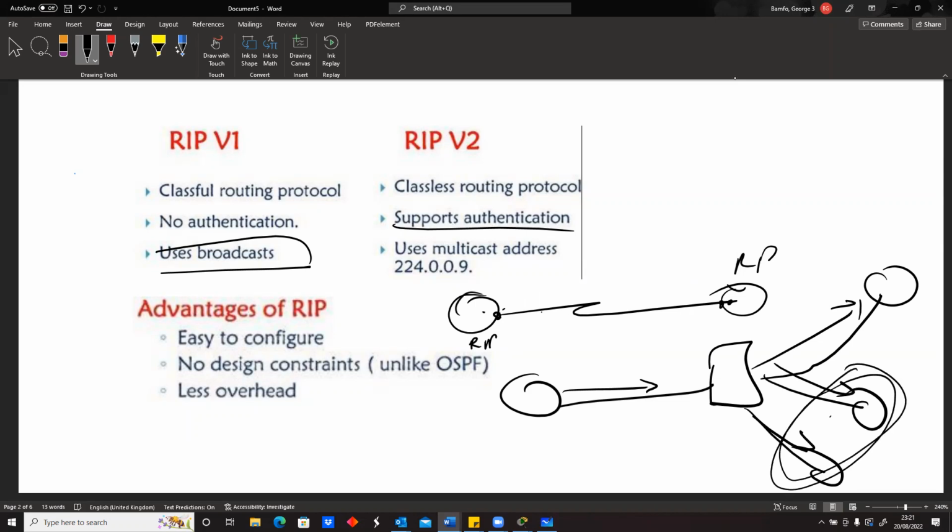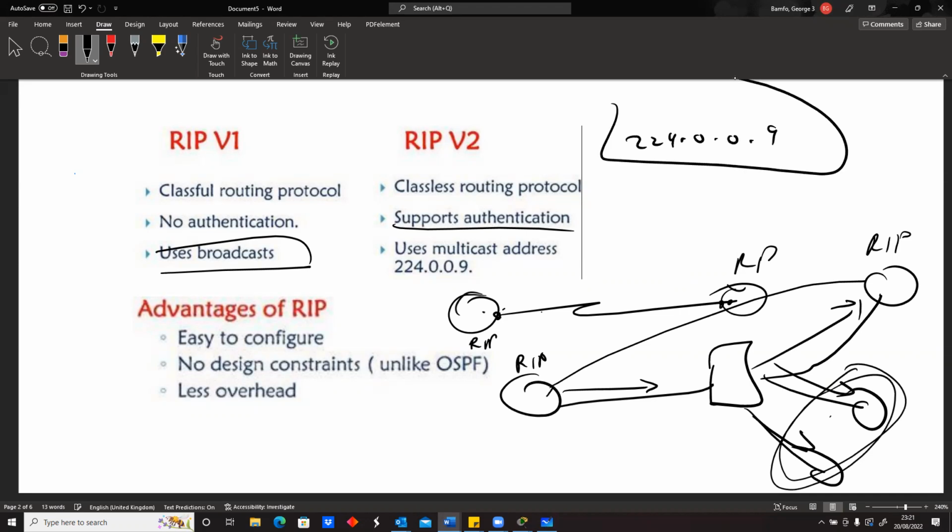RIP version 2 is saying that if this guy is configured with RIP and this guy is configured with RIP, they join a particular multicast group, which is 224.0.0.9. It's like a WhatsApp group. So if this guy wants to send a message about networks, if you're using version 2, the only person that will receive it is the person who is also configured with RIP. It's like the RIP WhatsApp group. Now, all the contacts on your phone will not receive it because RIP version 2 is not doing broadcast.